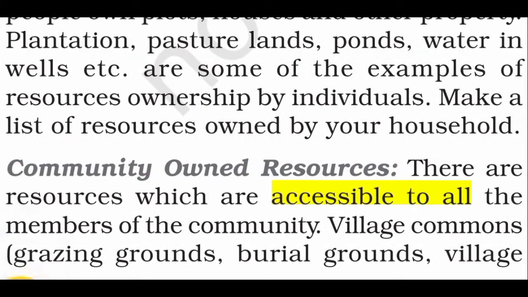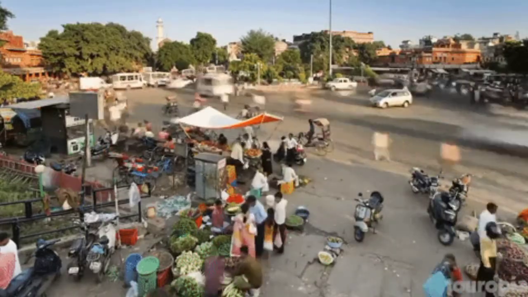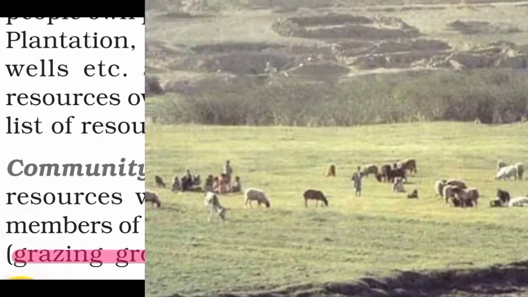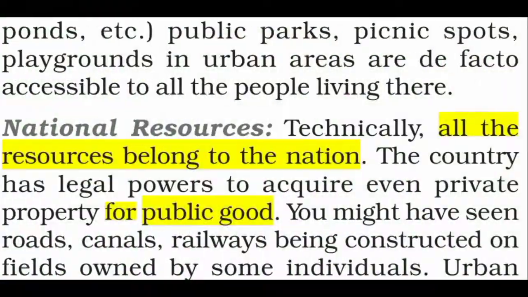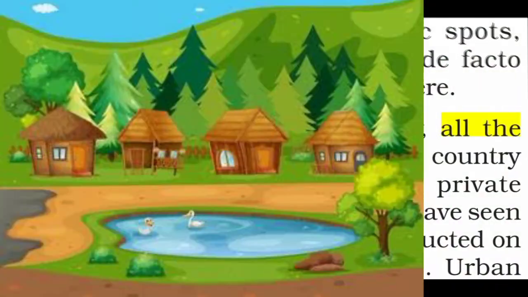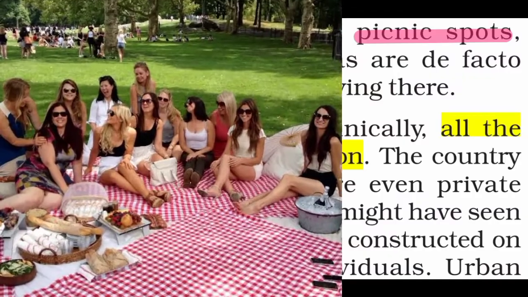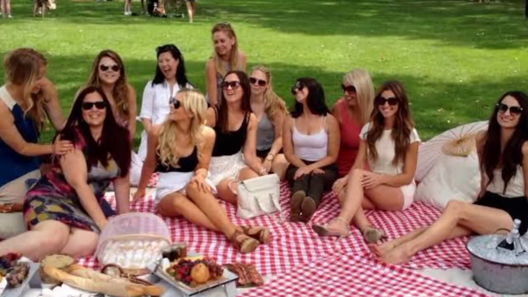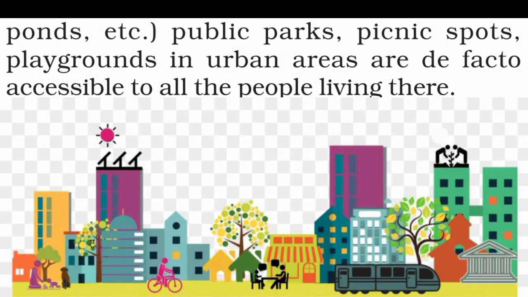Community-owned resources. There are resources which are accessible to all the members of the community. Village commons, grazing grounds, burial grounds, village ponds, etc. Public parks, picnic spots, playgrounds in urban areas are de facto accessible to all the people living there.